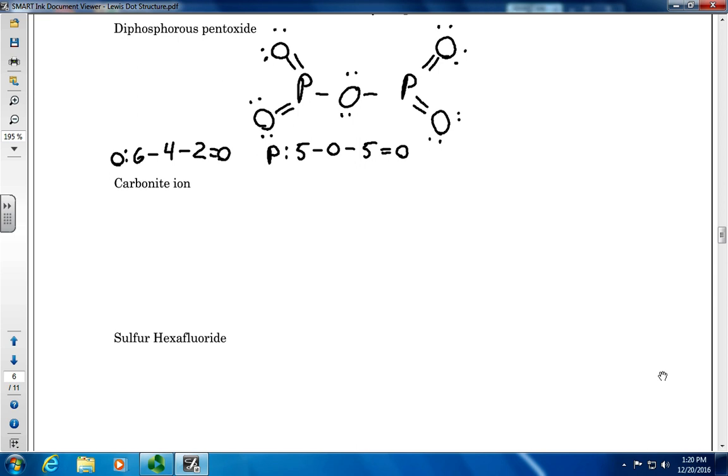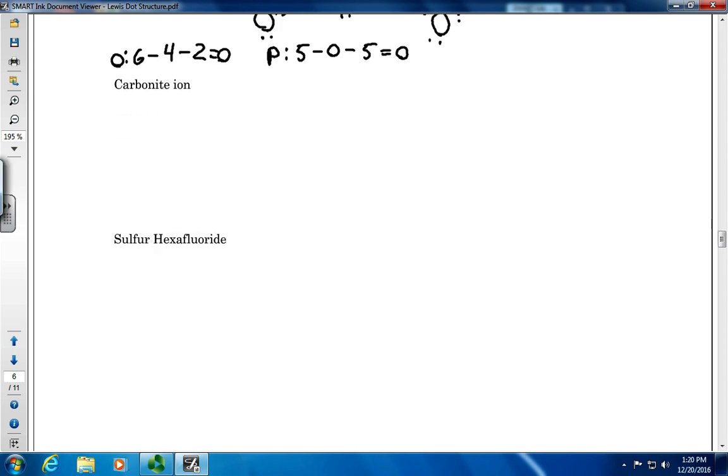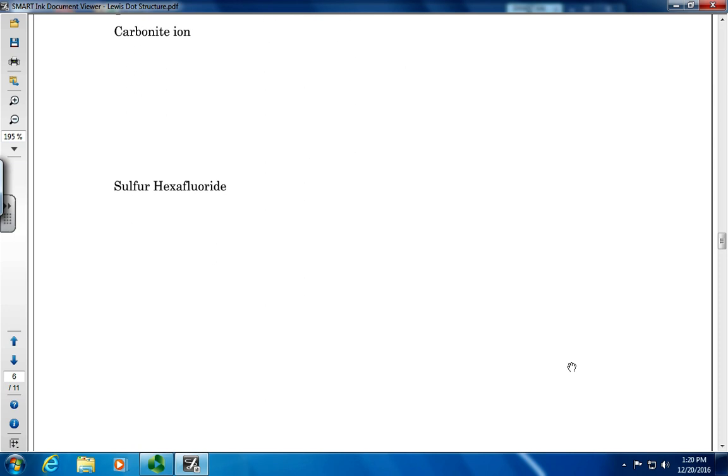Now let's look at the carbonate ion. We're going to do a little resonance on this one, just so that we can see the change in which one stays a double bond and which one goes to a single bond and so forth. Carbonate is CO3 with a -2 charge, which gives us a total of 4 electrons on carbon, 6 for the oxygen times 3, because there are 3 oxygens, plus the extra 2 gives us a total of 24 electrons.